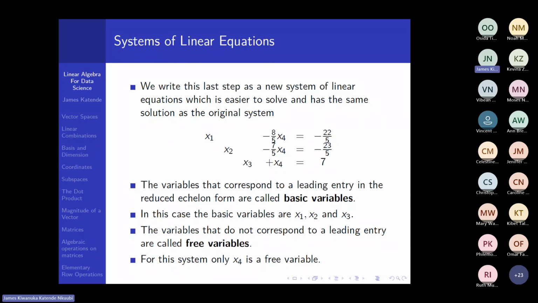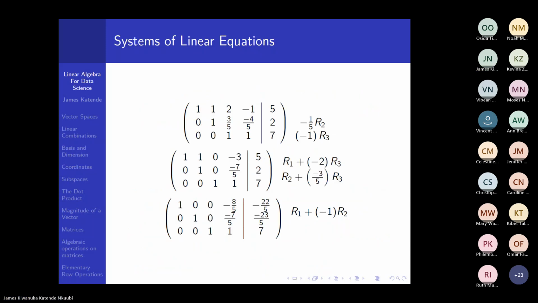You look at each variable. Any variable that corresponds to a leading entry when the system is in reduced echelon form will be called a basic variable. If you go back to your reduced echelon form, this is the column for variable x1, and there is a leading entry in that column, so x1 becomes a basic variable. This is the column for x2, and there is a leading entry in that column, so x2 qualifies as a basic variable. The same happens to x3. x3 is also a basic variable.